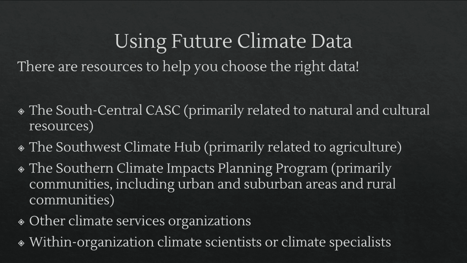So there are 3 regional resources that you hear about if you talk about climate services a lot. It's the South Central Climate Adaptation Science Center, which I will hereon out call CASC if I have to say it again. There's the Southwest Climate Hub. They're down in Las Cruces, and they focus mostly on agriculture. The CASC focuses mostly on natural resources and cultural resources. And then the Southern Climate Impacts Planning Program is primarily communities, including urban, suburban, and actually rural communities as well. If you're talking about water supply in rural areas or utilities, that sort of level of stuff.